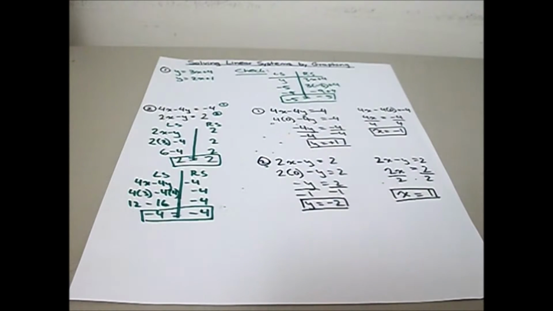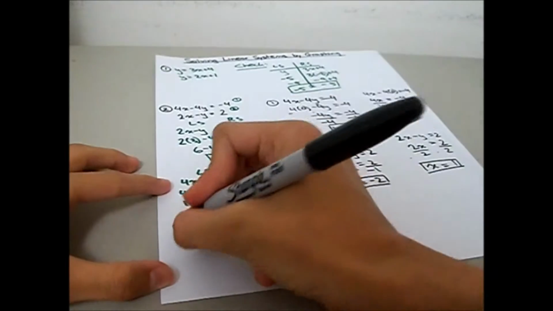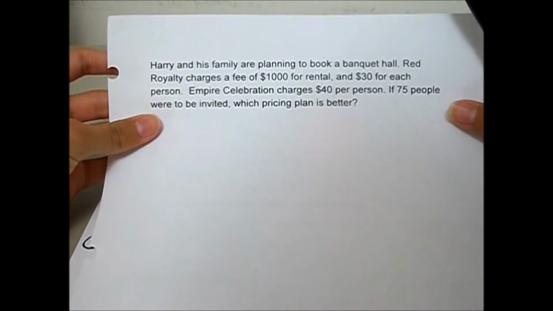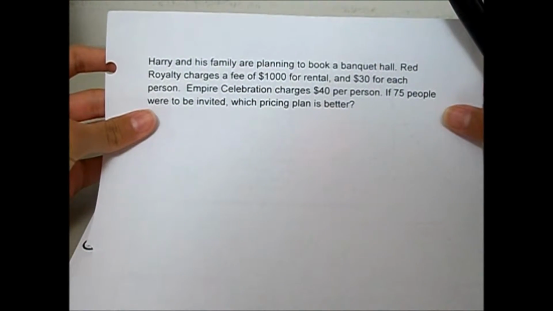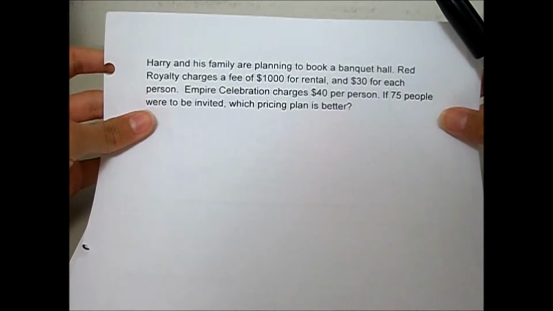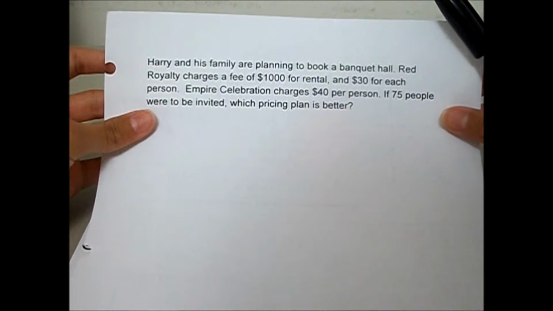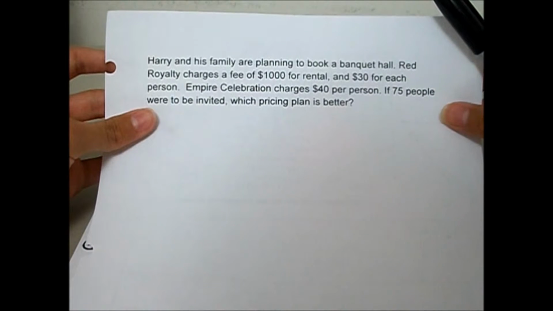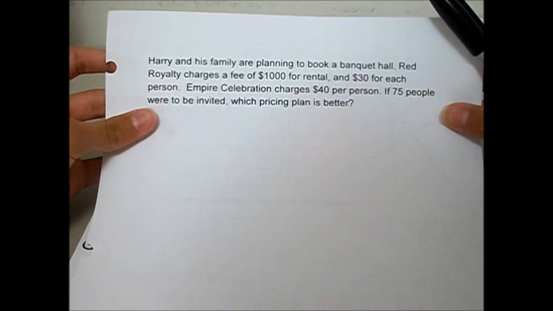Now let's try a word problem and apply this knowledge to real life. So let me just get my word problem out. Okay. So Harry and his family are planning to book a banquet hall. Red Royalty charges a fee of $1,000 for a rental and $30 for each person. Empire Celebration charges $40 per person. If 75 people were to be invited, which pricing plan is better?